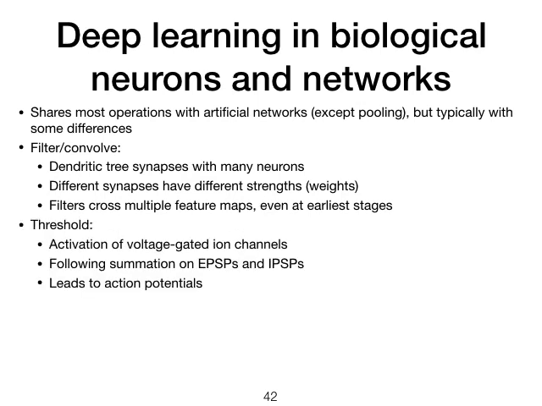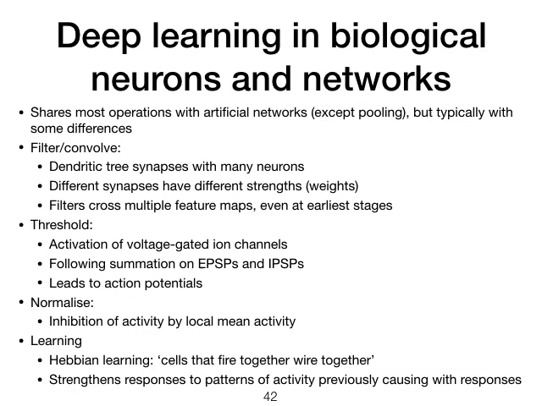The threshold operation relies on activation of voltage-gated ion channels, following the summation of excitatory and inhibitory postsynaptic potentials, and that leads to action potentials, that is to say, activation of the postsynaptic cell. The normalization operation indeed occurs quite differently. This is inhibition of activity by local mean activity rather than global mean activity. And learning relies on Hebbian learning, that is to say, cells that fire together typically wire together. So this strengthens responses to patterns of activity that have previously caused responses.